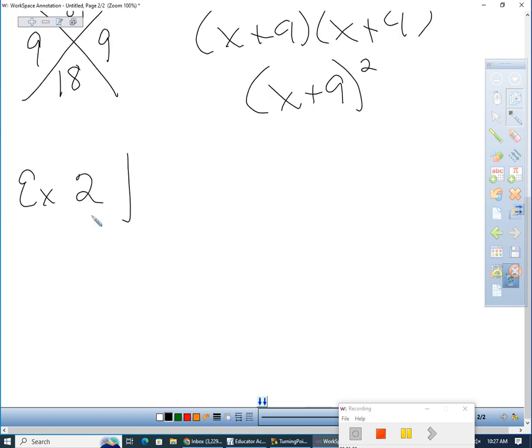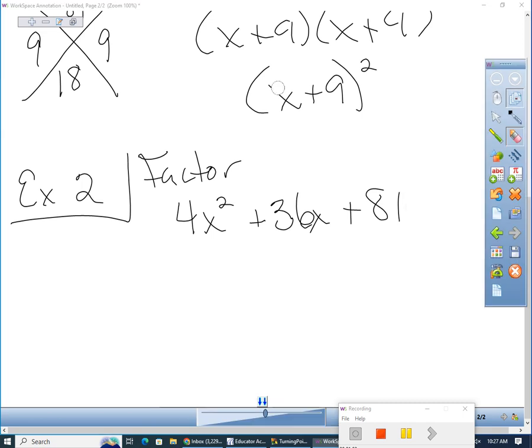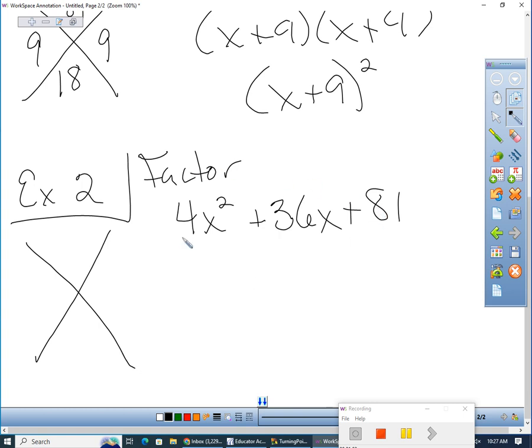Example number 2, still from the same section. Let's just make it a little harder. Let's say we have, factor, 4x squared plus 36x plus 81. All right. So first thing, there is not a greatest common factor I can take out of all of it, right? So I'm going to draw my x. Last number times the first: 324. Middle number is 36.